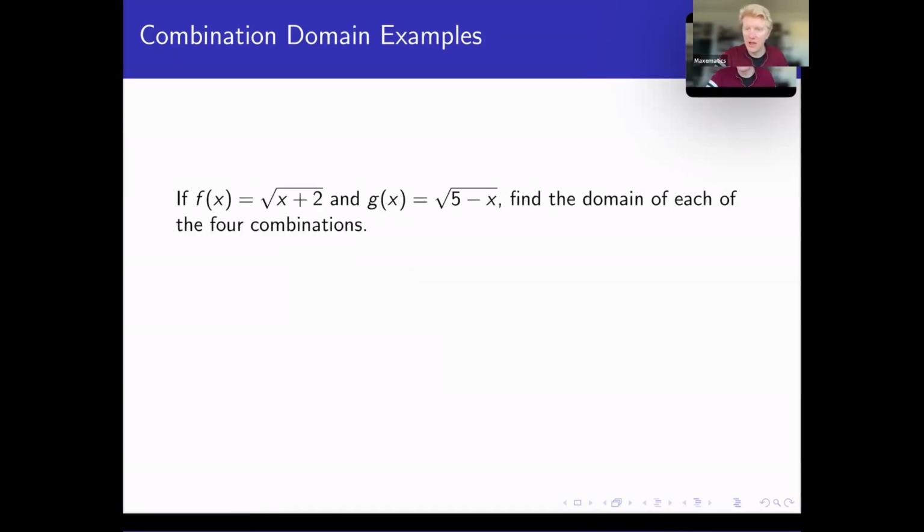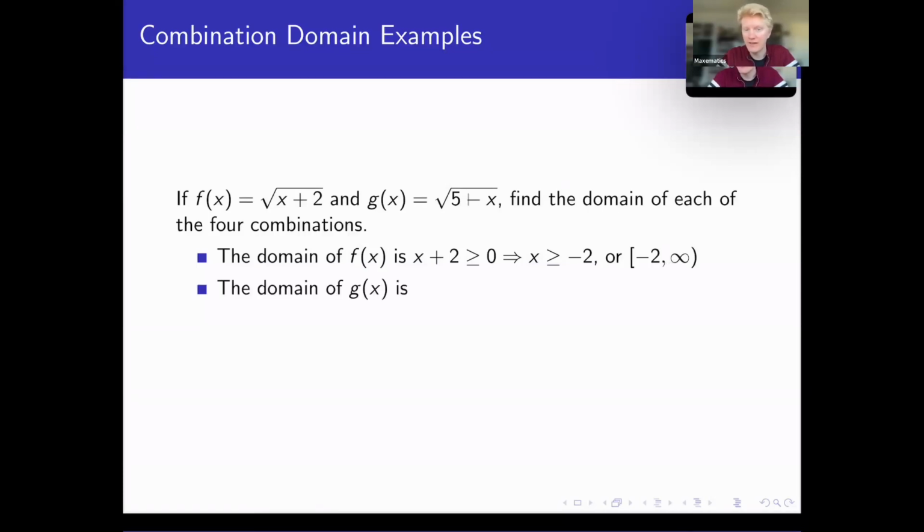Okay, let's do some combination examples, some domain examples of combinations, I should say. So if we want to find the domain of each of the four combinations, don't forget, three of them are exactly the same. To find the domain of f plus g, f minus g, and f times g, what we're going to do is intersect those domains. Okay, so domain of f of x, x plus 2, the inside has to be greater than or equal to 0. So x is greater than or equal to -2, or -2 to infinity.